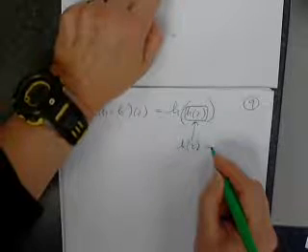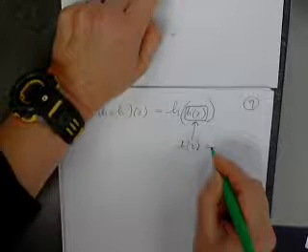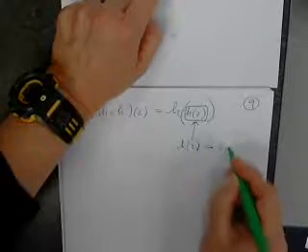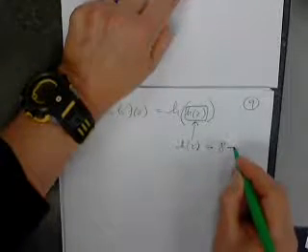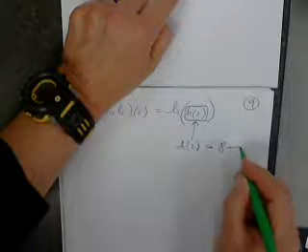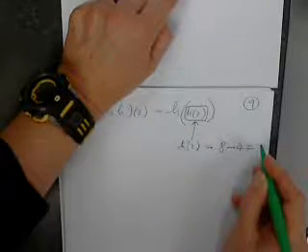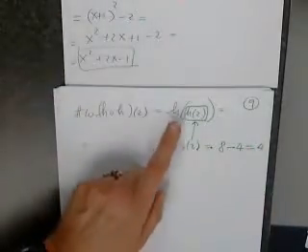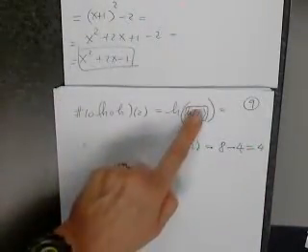How much is 2 cubed? 8 minus 2 squared. Good. So the answer is? So what am I looking for now? H of 4. Excellent.